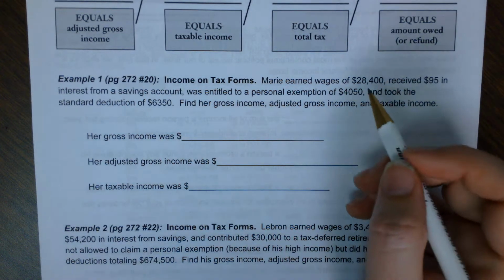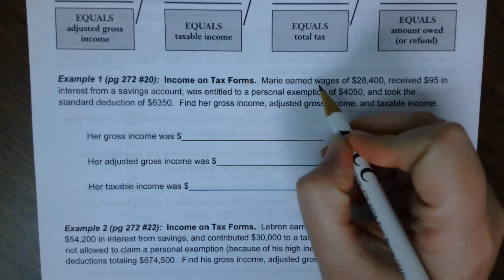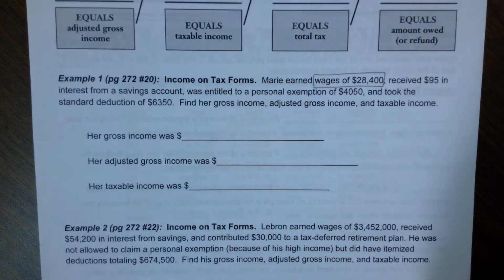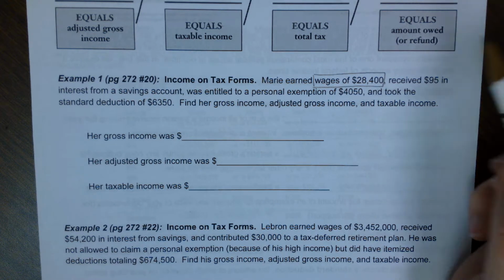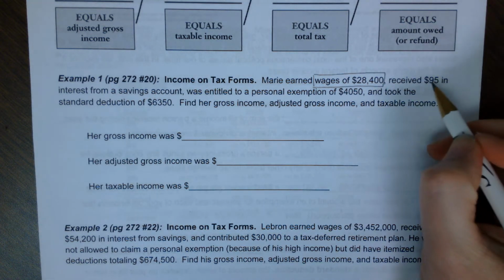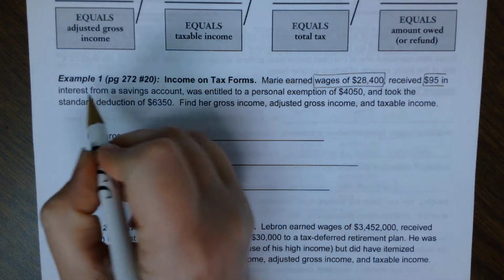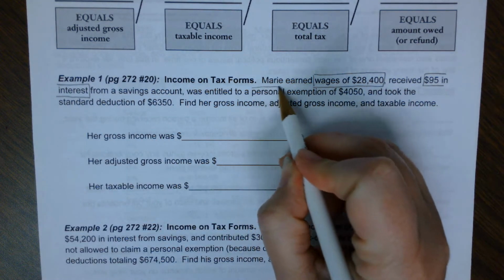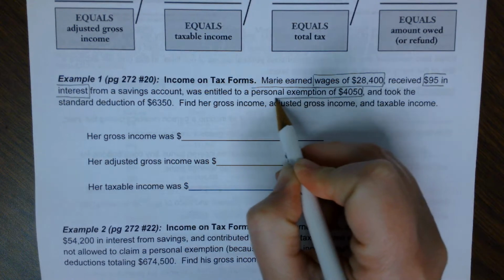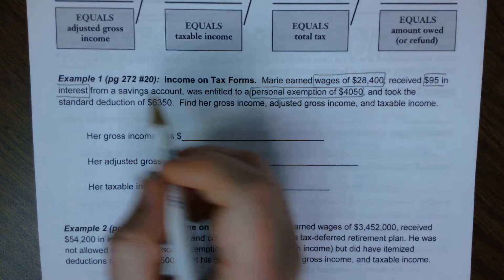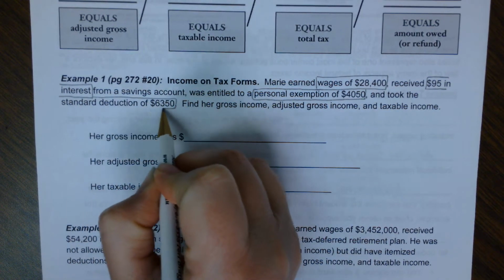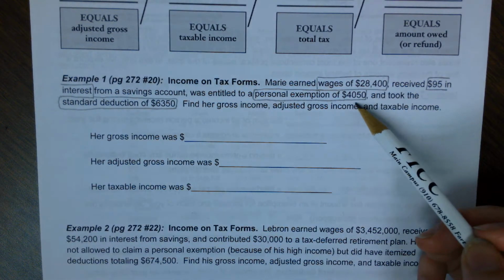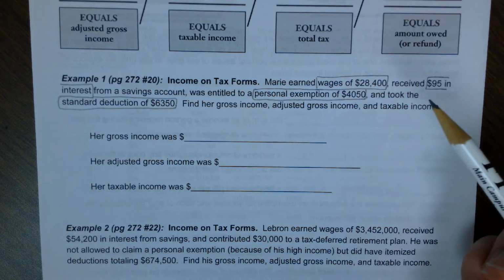Okay, so I'm going to highlight all of the money that she got, all the information they give us. So we have wages of $28,400, we got $95 in interest, a personal exemption of $40.50, and a standard deduction of $63.50. Okay, so we have four numbers here.